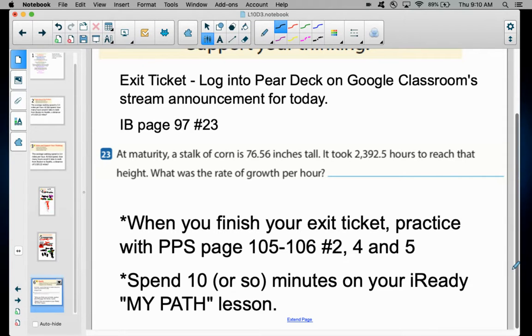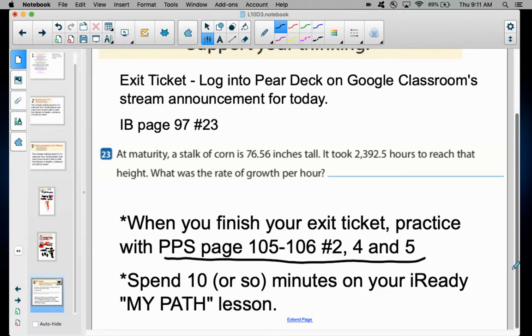So just like normal, after our exit ticket, we are going to move on to our practice and problem solving pages. We have 3 problems to practice because this is a lengthy process of dividing. After we change our decimal points, we have to divide that, and it takes a little bit of a while. So please remember, you need to also spend about 10 minutes if you are doing it every day on your iReady MathPath lessons. And that's it for class.